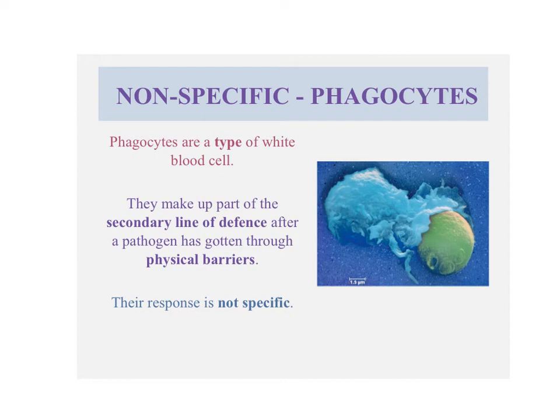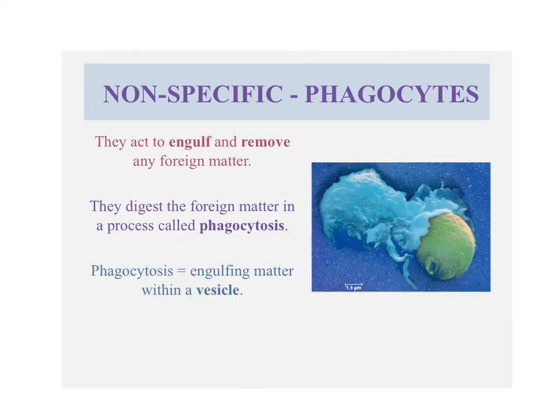Now, phagocytes are a type of white blood cell. They're a type of leukocyte, and they make up that secondary line of defence. They are still non-specific. Okay, if you imagine the phagocytes are a bit like me with cake. I don't really care about any cakes. I'll eat them all. So it's what happens after the pathogen has gotten through those physical barriers of the first line of defence. Okay, secondary line of defence is where we get this engulfing motion happening.